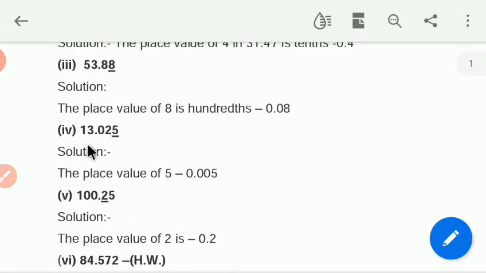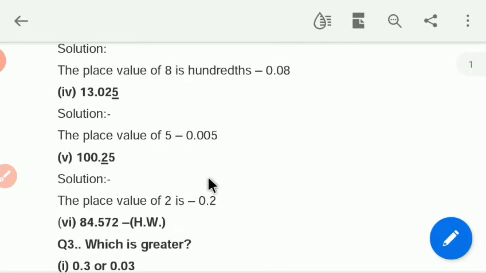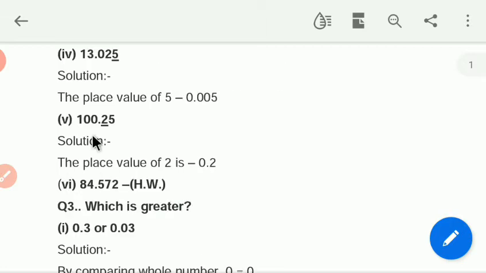Same here, 13.025. Here we have to find the place value of 5. So what is the place value of 5? Tens, hundreds, thousands. How many zeros are there in 1000? 3 zeros, meaning after the decimal, after 3 numbers. So in place of 13 you write 0 point, then 005. Nothing else to do, you have to put zeros in place of the other numbers and write the given place value of that number.